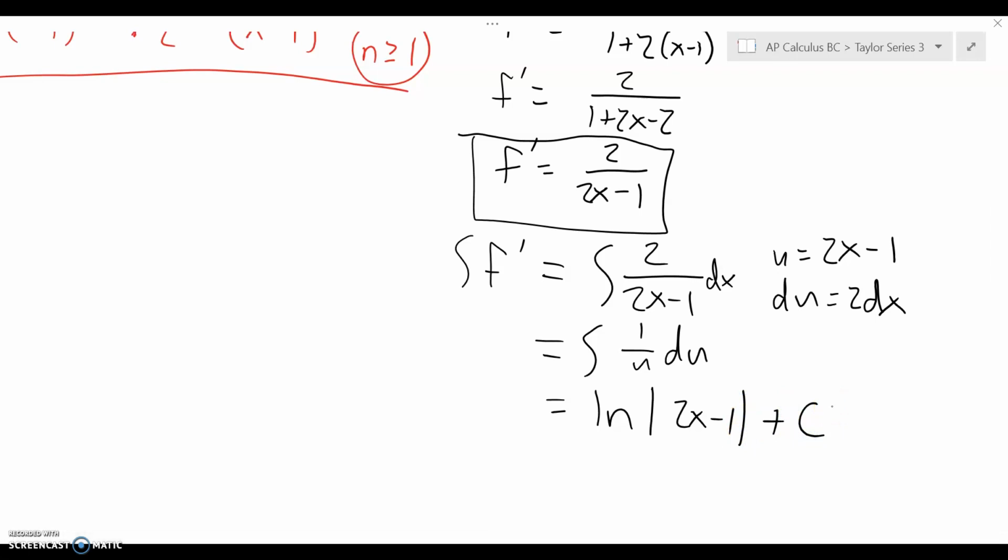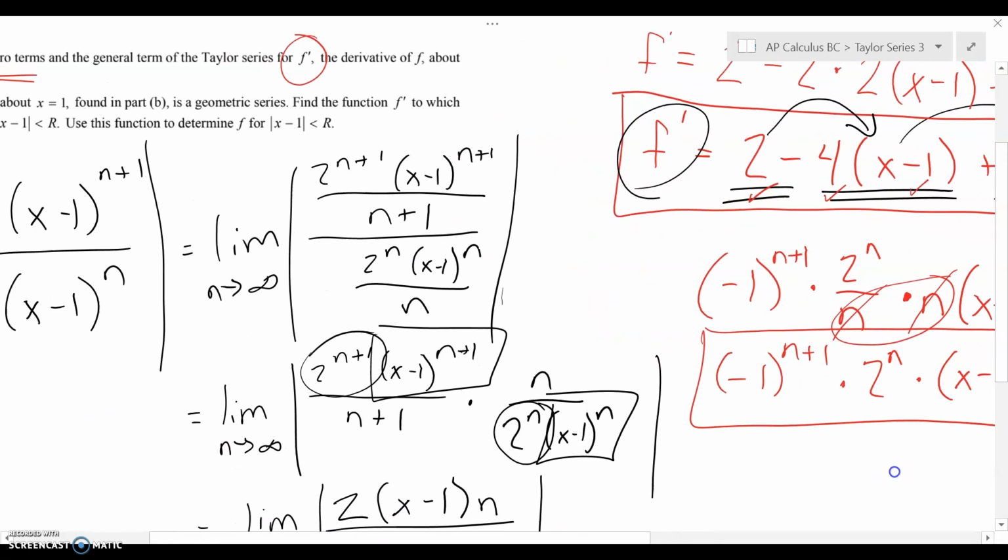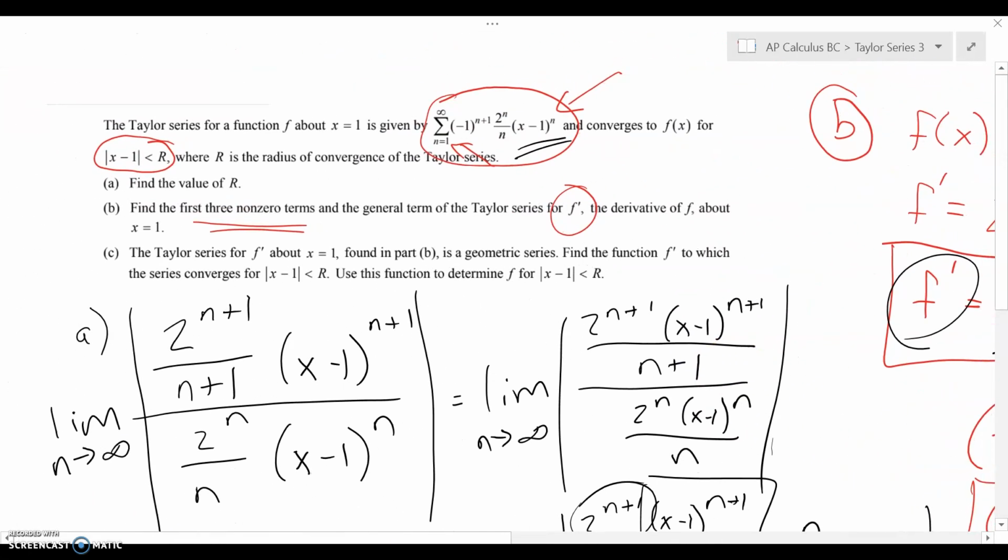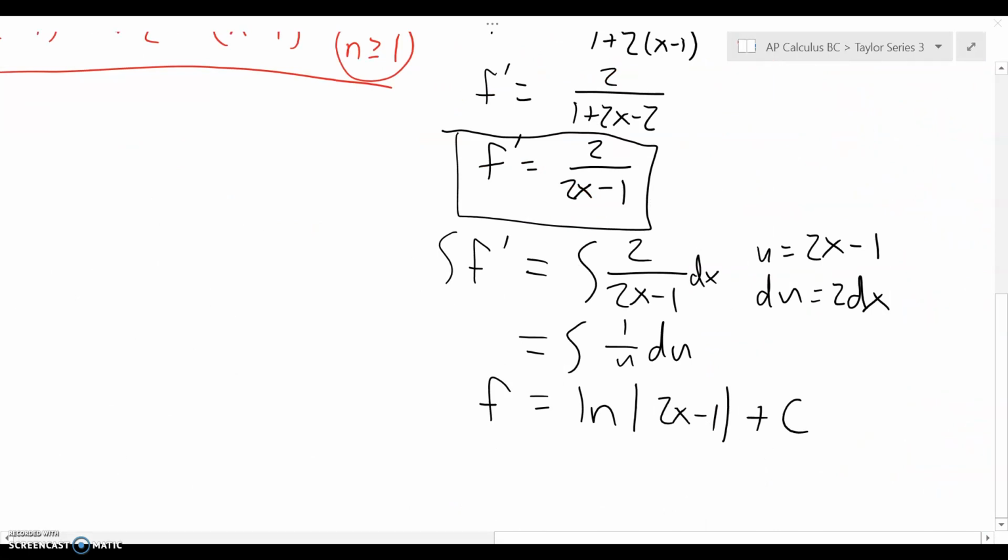So we've got the ln of 2x minus 1 plus c, and then we integrate the left-hand side. That's just f. So now we need to solve for c. There's got to be some kind of value we could plug in here. To get that value, we need to go to the heart of what a Taylor series is. A Taylor series centered at 1 means if I were to plug a 1 into the original function, I would get a 0 because all my terms would zero out. So f of 1 is going to equal 0.